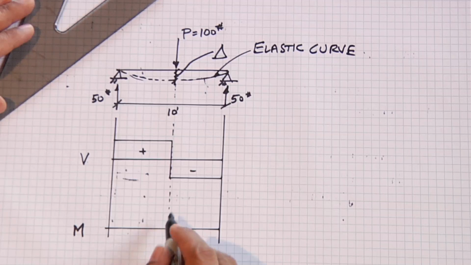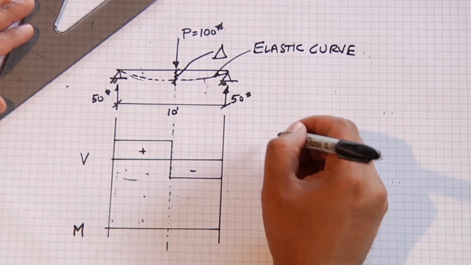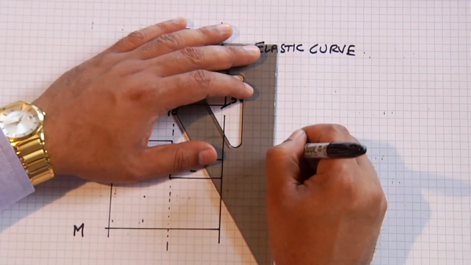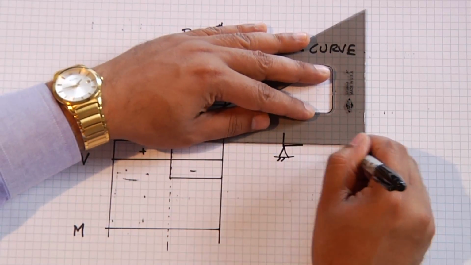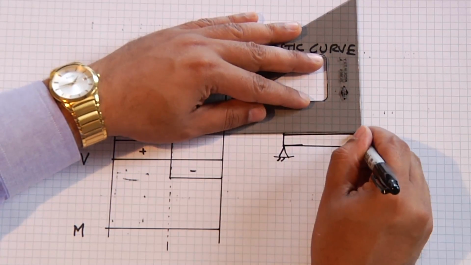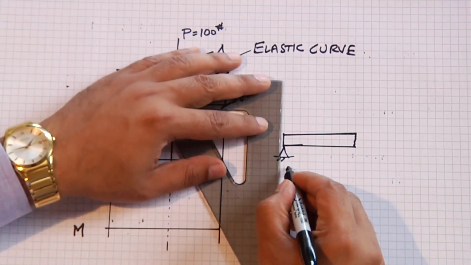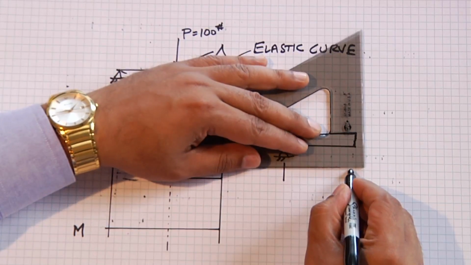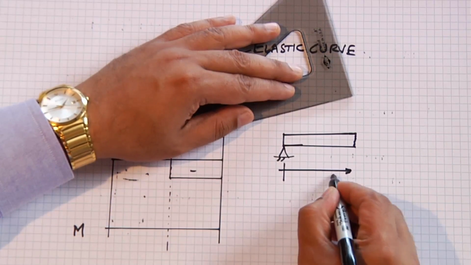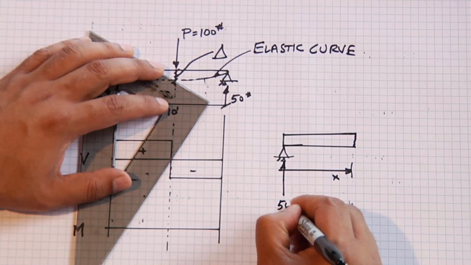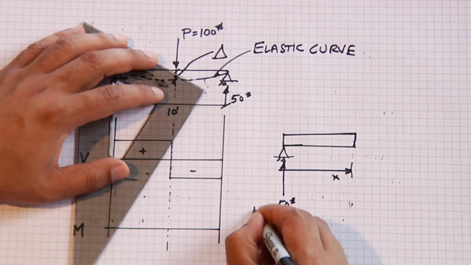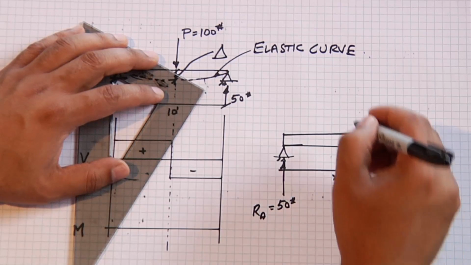The moment diagram. Let's do a free body diagram to understand what the moment is. So we're going to draw a sketch. Here's our beam at a distance x. We cut the beam here, and this is a distance x from the left support. The left support in this example is 50 pounds, which is our reaction.